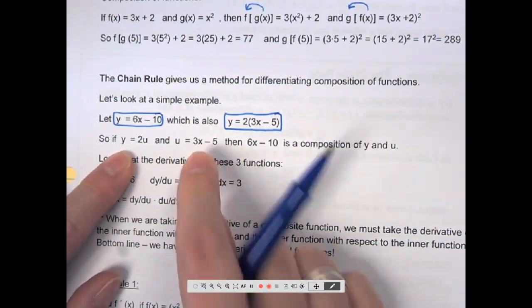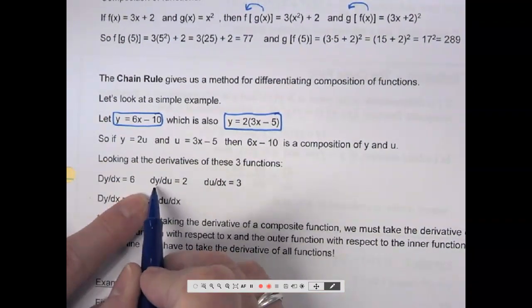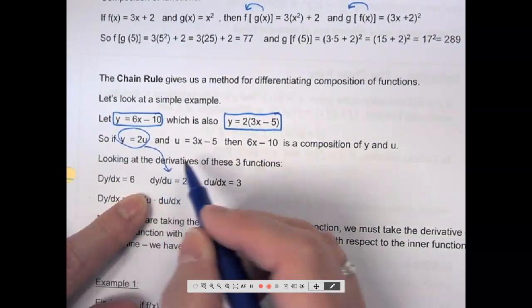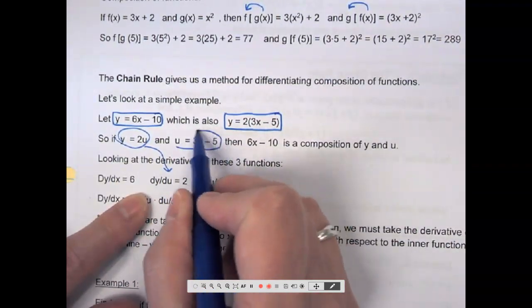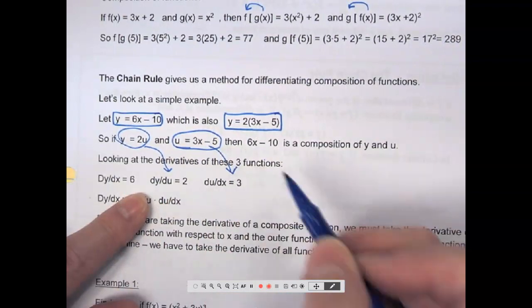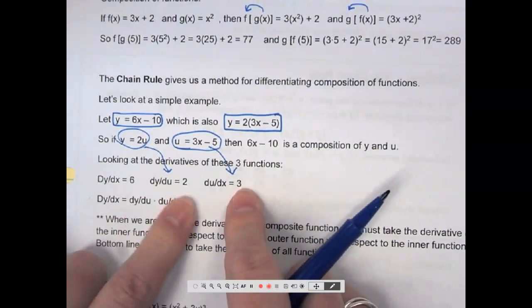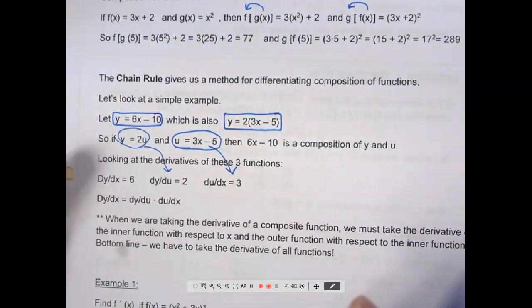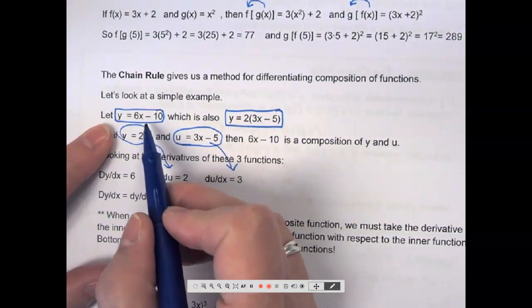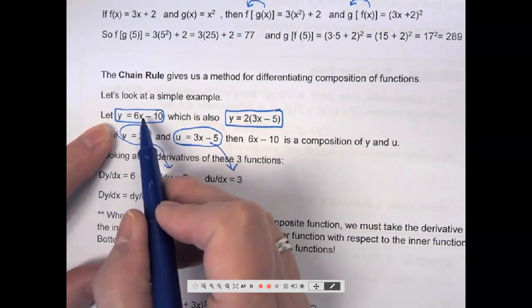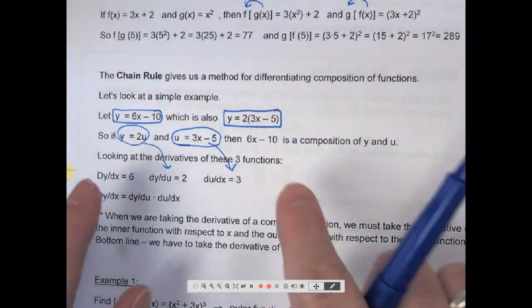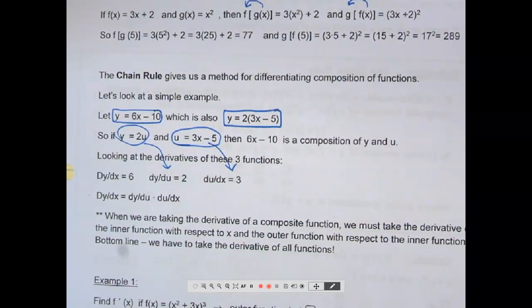3. And if I took dy du, which is what I found here, and I got 2, and du dx, which I got 3 for, and I multiplied them, I would have 6. Okay, go back to the original function. If I found dy dx, what would that be? 6.